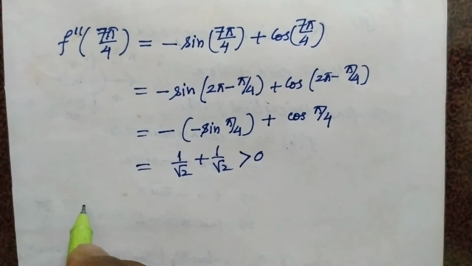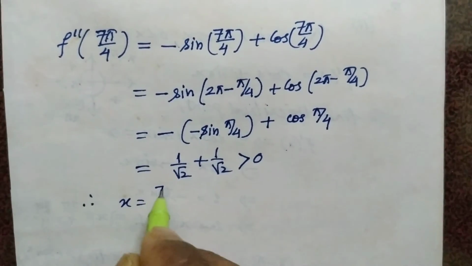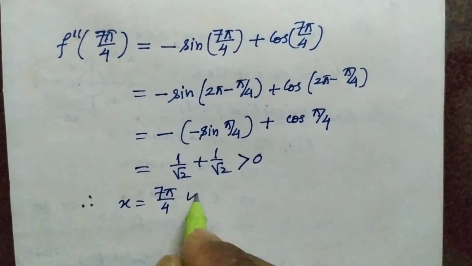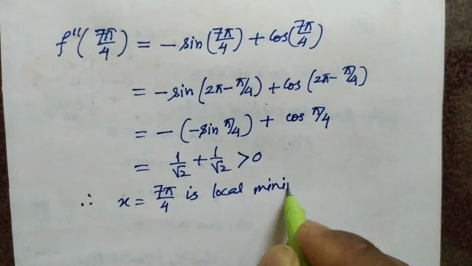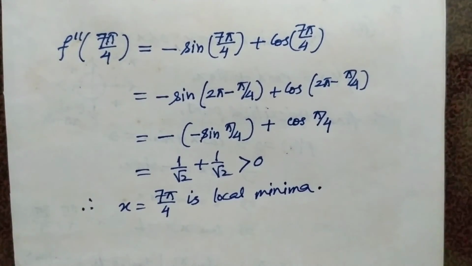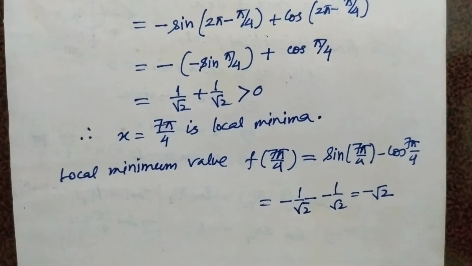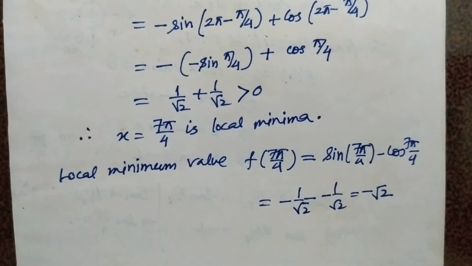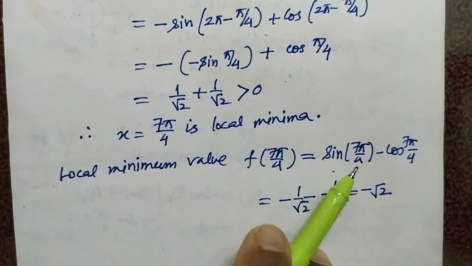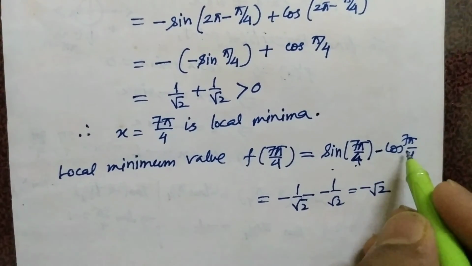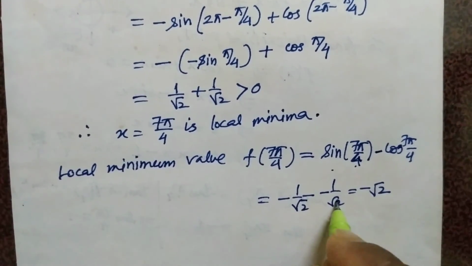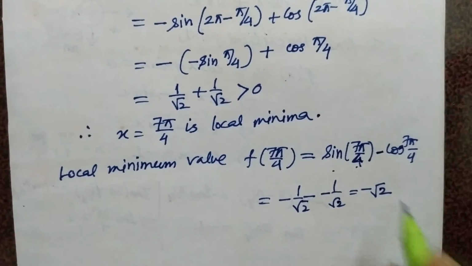This is already plus 1 by root 2 and it's a positive quantity. Second order derivative positive, therefore x equal to 7 pi by 4 is local minima. Accordingly, our local minimum value is sin of 7 pi by 4. This is minus 1 by root 2, and cos of 7 pi by 4 is also 1 by root 2, so minus 1 by root 2 minus 1 by root 2 is minus root 2.